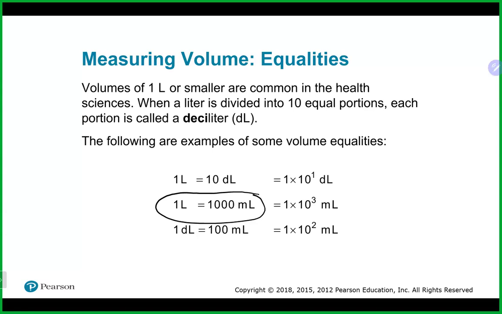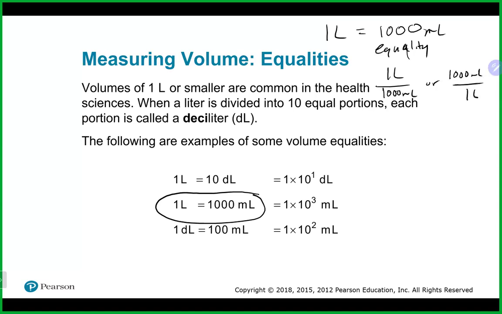And once again, it doesn't matter if you use the power of 10 or scientific notation version of it, or if you just use regular numbers. This is still an equality, and you could still get two conversion factors from it: 1 liter over 1,000 milliliters, or 1,000 milliliters over 1 liter. So again, it doesn't matter if you use the scientific notation version or the whole number version. If it's an equality, you could write up two conversion factors.